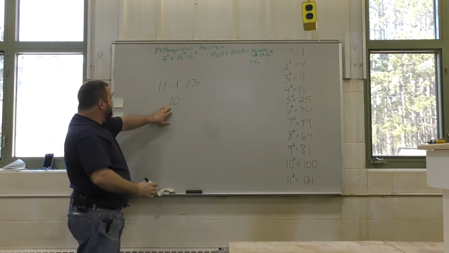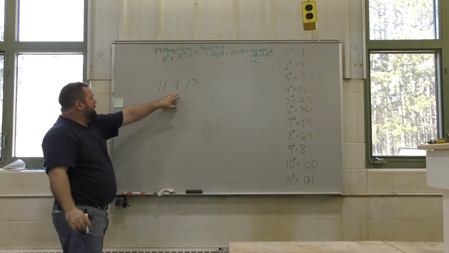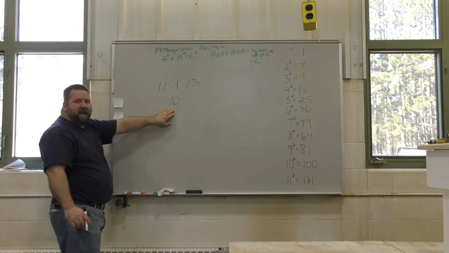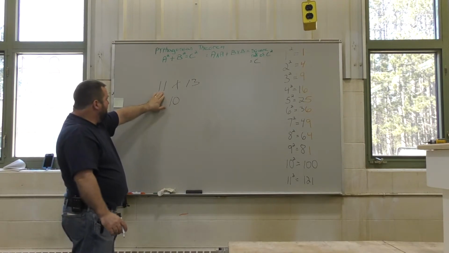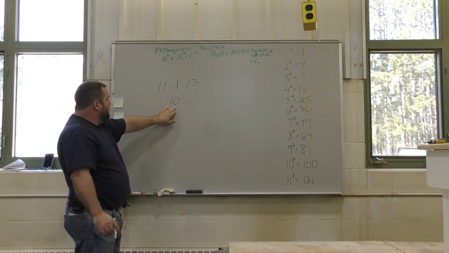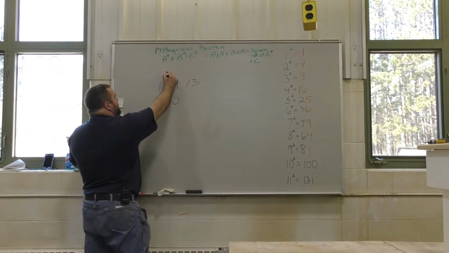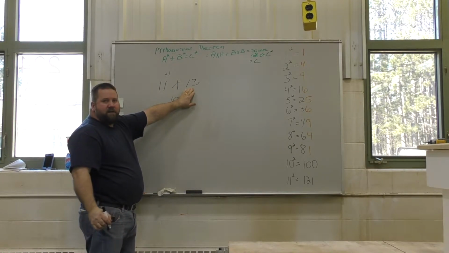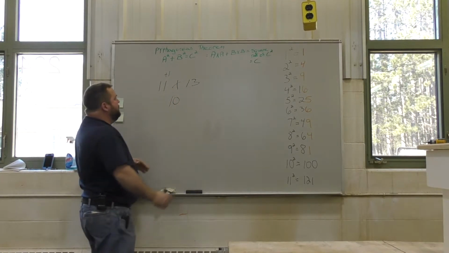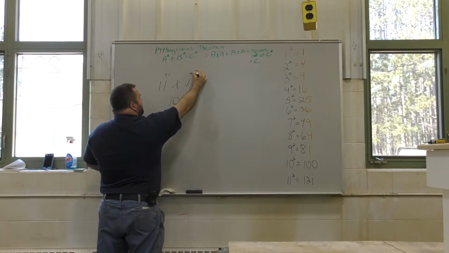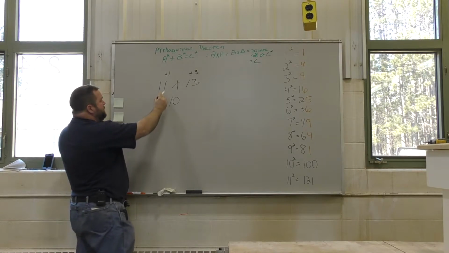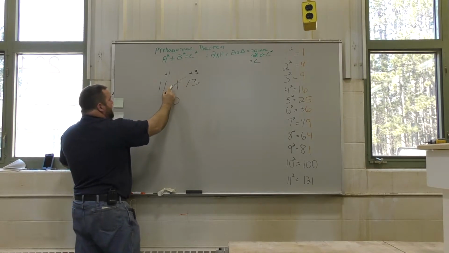And what we're going to do is look at each number and figure out how much more this is than 10. Obviously 11 is 1 more than 10, so we're going to put a plus 1 up there, and 13 is 3 more than 10. We'll put a plus 3 up here. And now all we're going to do is add these diagonally.